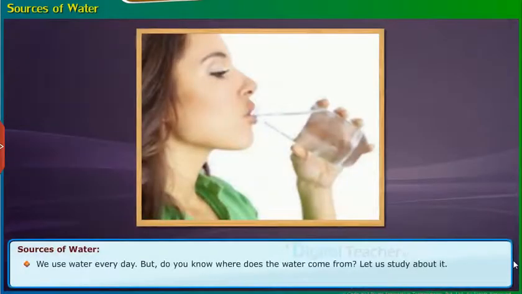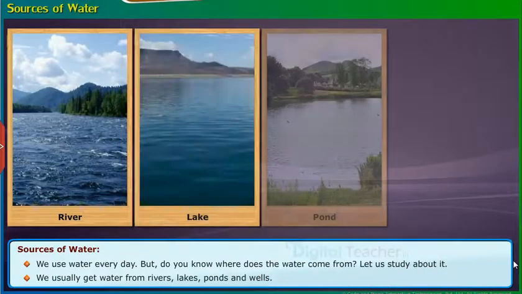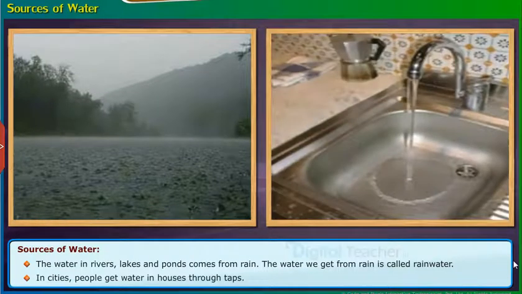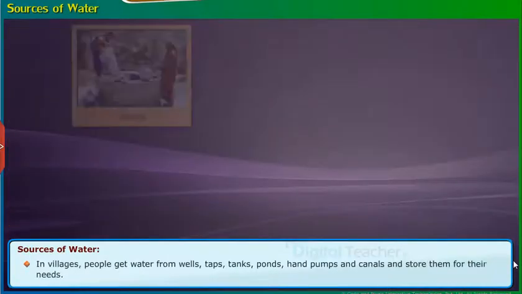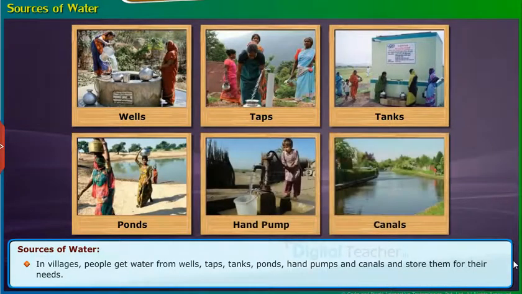We use water every day. But do you know where the water comes from? Let us study about it. We usually get water from rivers, lakes, ponds and wells. The water in rivers, lakes and ponds comes from rain. The water we get from rain is called rainwater. In cities, people get water in houses through taps. In villages, people get water from wells, taps, tanks, ponds, hand pumps and canals and store it for their needs.